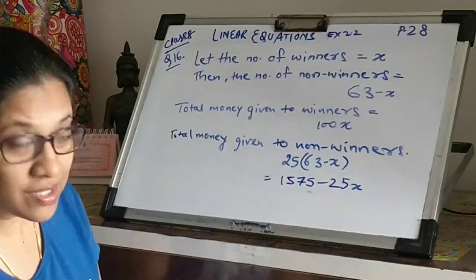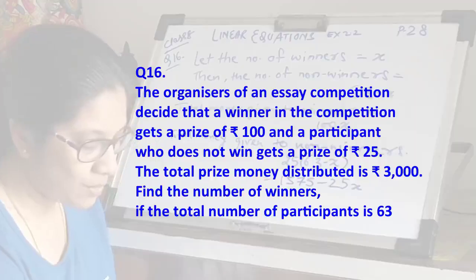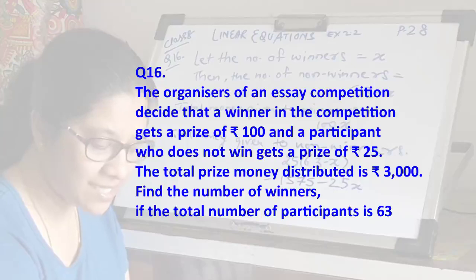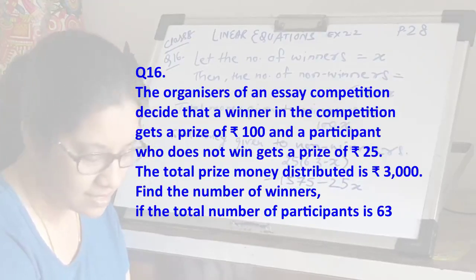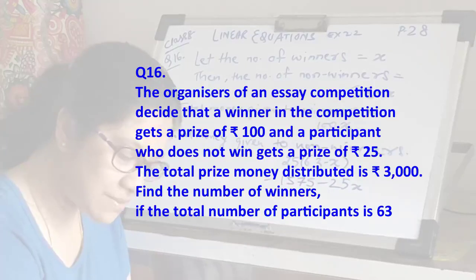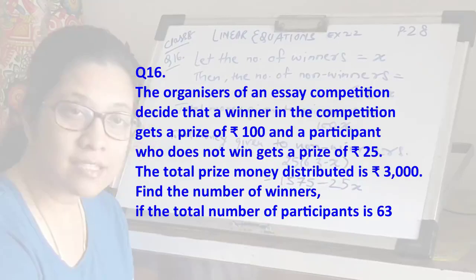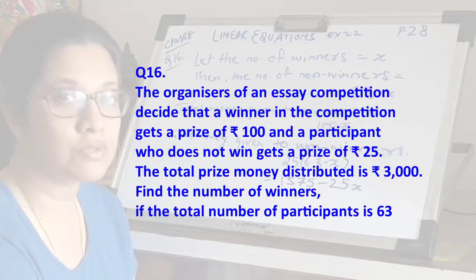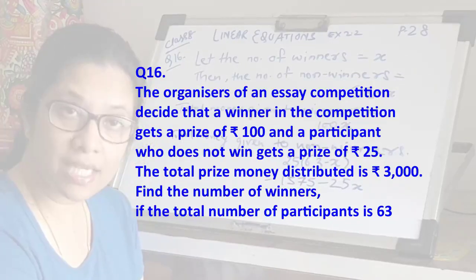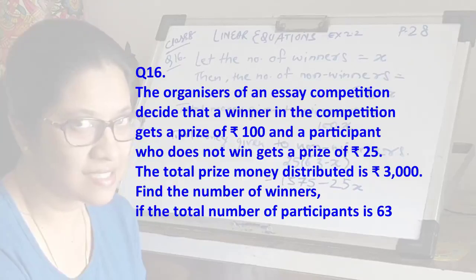So we reached the last question of exercise 2.2. Question 16 says, the organizers of an essay competition decide that a winner in the competition gets a prize of rupees 100 and a participant who does not win gets a prize of rupees 25. The total prize money that was distributed was rupees 3000, and we have to find out the number of winners if the total number of participants is 63.